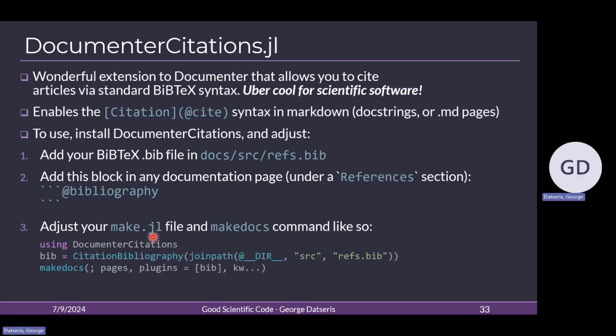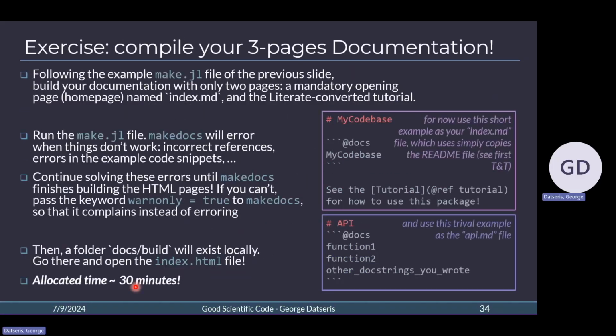Lastly, you adjust your make.jl file and the make docs command to have these extra two lines, where the only thing they do is say, use this plugin. This is where the link to the bibliography or references is. And as a keyword, plugins equals bib. You give this in, that's it. It's very simple. It's really amazing. I barely can believe how easy this is. Don't worry if it doesn't work for you, though. So that's all there is for this block.